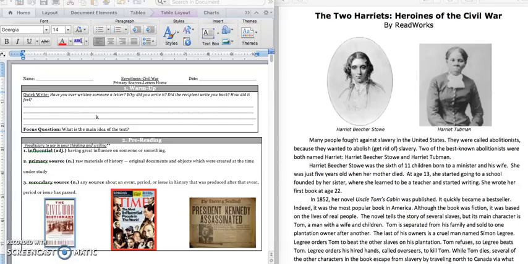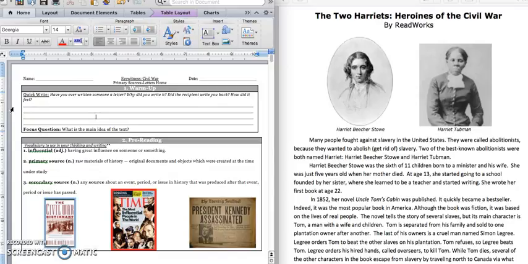Good morning, fifth grade. Today we are going to take a step back from our Civil War text, and we actually have two supplemental texts that we will be reading. You can find those located in the back of your packet. So the first text we're going to read is The Two Harriets, and that should be on your back page of your packet. You can go ahead and rip that off. And then we're going to do the quick write.